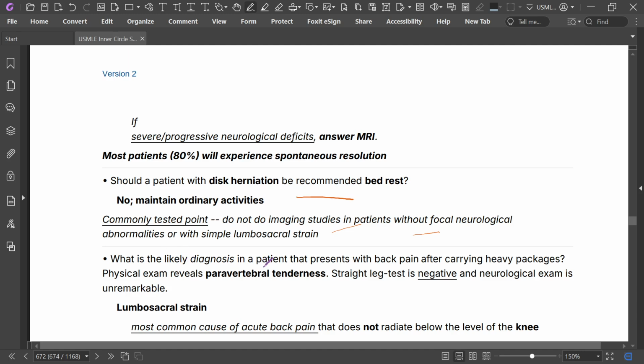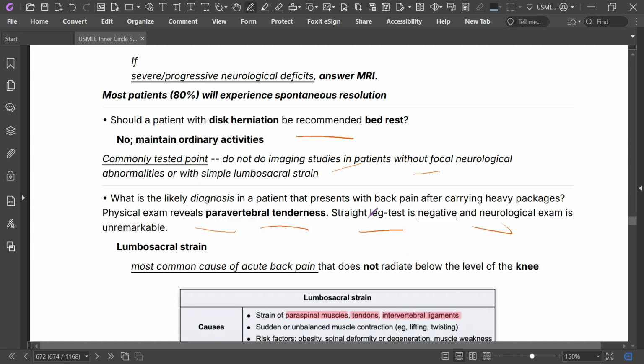Okay, what is the likely diagnosis in a patient that presents with back pain after carrying a heavy back package? Physical examination reveals paravertebral tenderness. SLR is negative. Neurological examination is unremarkable. If there is paravertebral tenderness and SLR is negative, it looks like lumbosacral strain, the most common cause of acute back pain that does not radiate below the level of the knee.